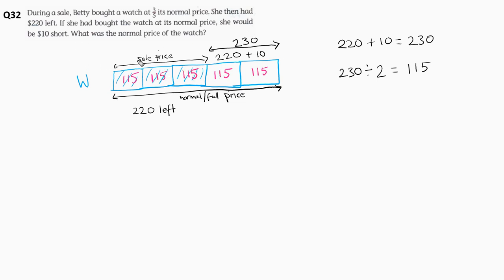And what are we asked for? We are asked for what is the normal price of the watch. That's all of these parts. So that's 1, 2, 3, 4, 5. So we need to do 115 times 5. And that is equal to, and we're dealing in dollars here, whatever units it is, 575. And that's our final answer.